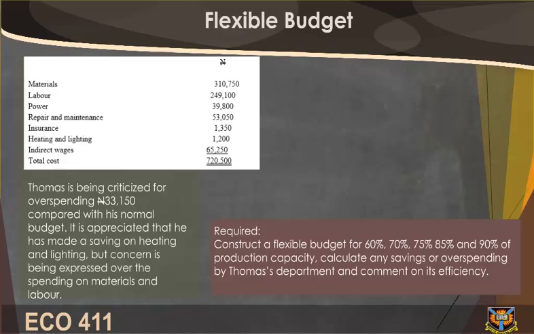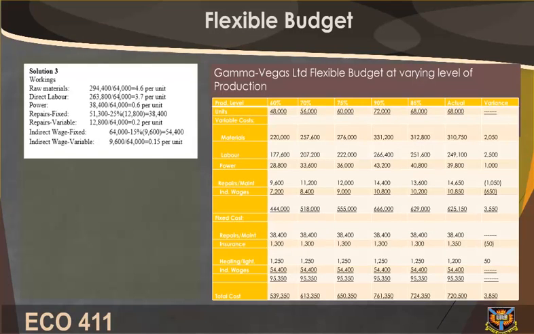It is appreciated that he has made a saving on heating and lighting, but concern is being expressed over the spending on materials and labor required. Construct a flexible budget for 60%, 70%, 75%, 85% and 90% of production capacity. Calculate any savings or overspending by Thomas's department and comment on its efficiency. The solution is shown below.